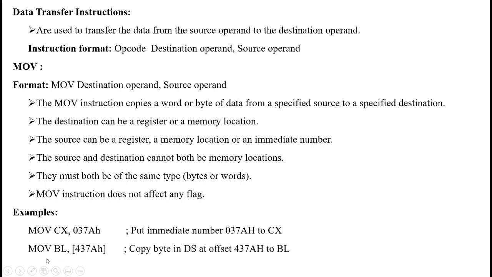Another example, MOV BL, comma, in brackets 437AH. See here in this example, the destination operand is a register, and the source operand is a memory location. What is the memory location address? 437AH. In this address, we have some data. That data is transferred to the BL register. That is the meaning of MOV BL, [437AH].